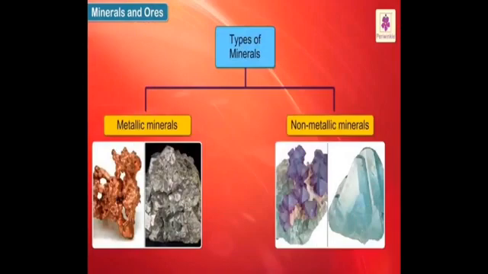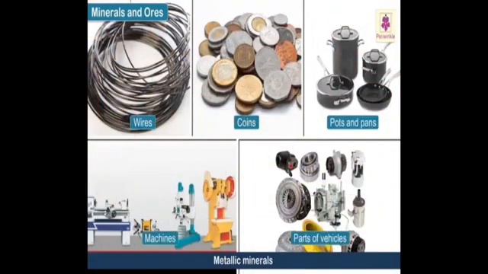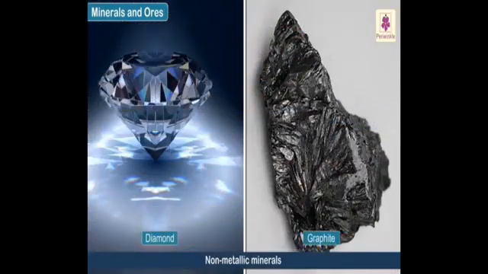There are two types of minerals: metallic minerals and non-metallic minerals. Metallic minerals are those minerals that contain metal and are used to make wires, coins, pots and pans, machines, and parts of vehicles. Non-metallic minerals: diamond and graphite are examples of non-metallic minerals.